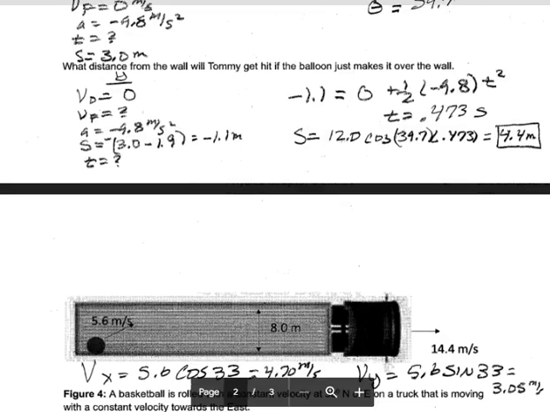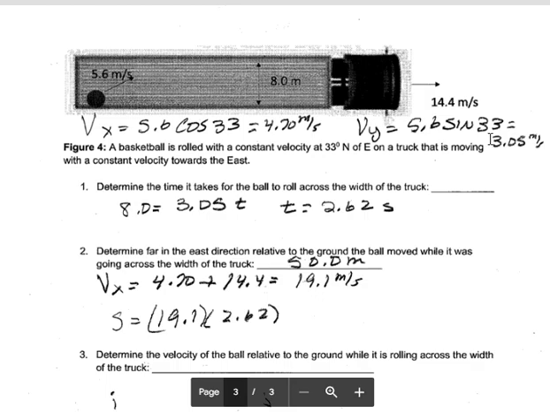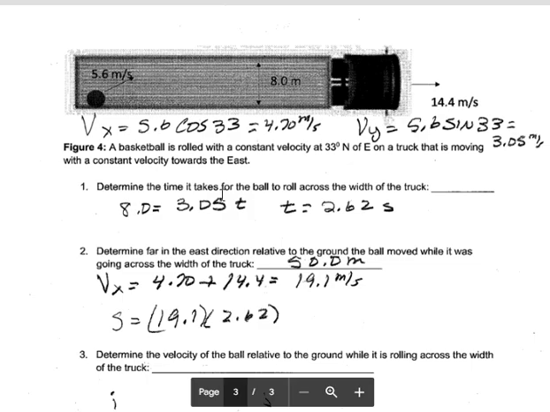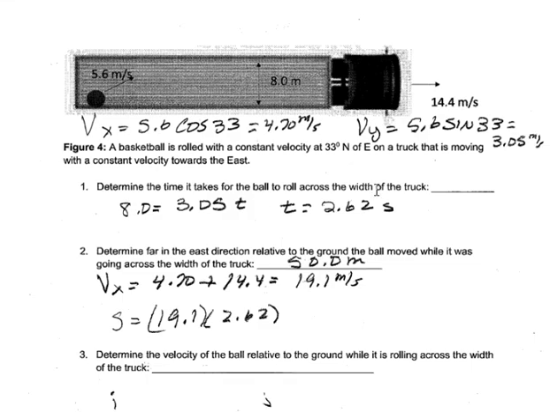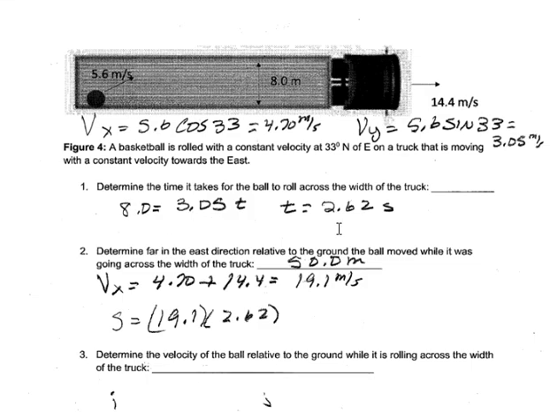Next, our last question here. We have a basketball on a truck, and the truck is moving to the right at 14.4 meters per second. We also move the ball 5.6 meters per second across. So once again, I get my Vx and I get my Vy. Determine the time it takes for the ball to roll across the width of the truck. Well, I know it's 8 meters in the y direction, so I'm going to use the y velocity in s equals vt. I find the time is 2.62 seconds.